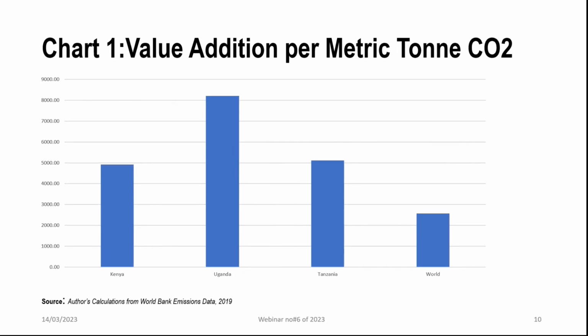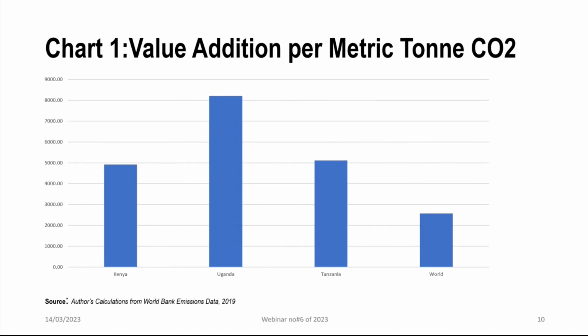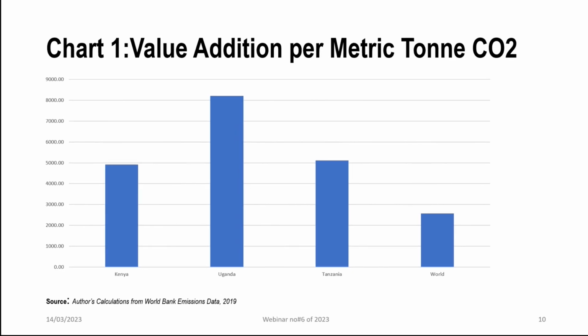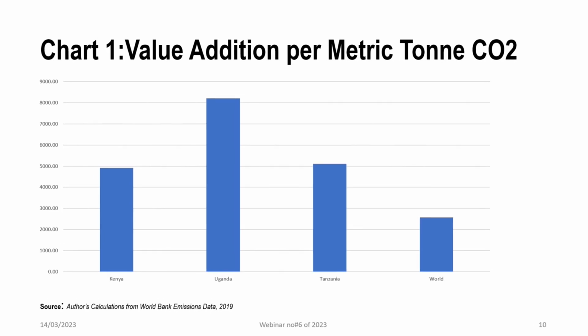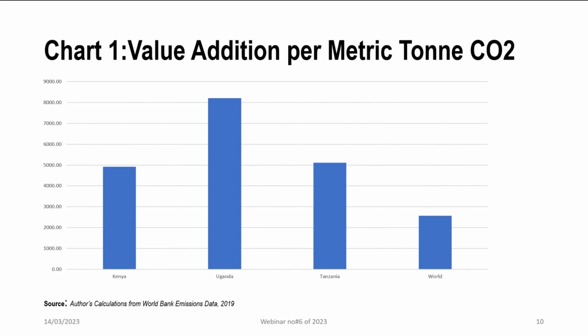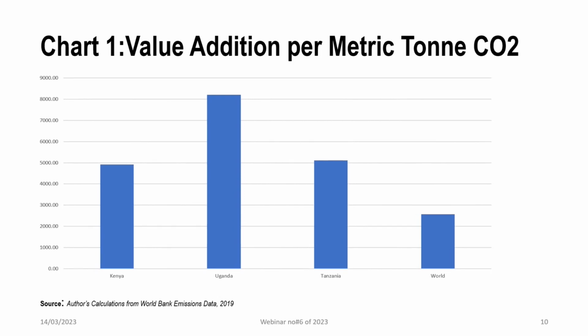Because carbon dioxide is harmful to the environment, the way to read this chart is based on these 4, Uganda is the most efficient economy in terms of value addition relative to carbon generation. It generates the least carbon for creating the same amount of GDP value, because that's what we've corrected for here. Tanzania is at about 5,000 and Kenya is about 49 or thereabouts. So Tanzania is more efficient as well and all that.